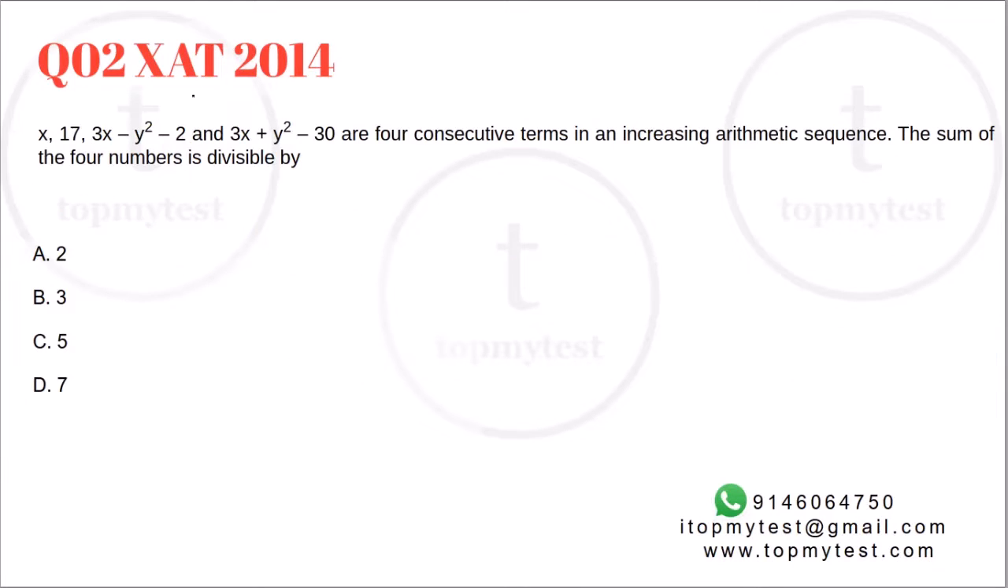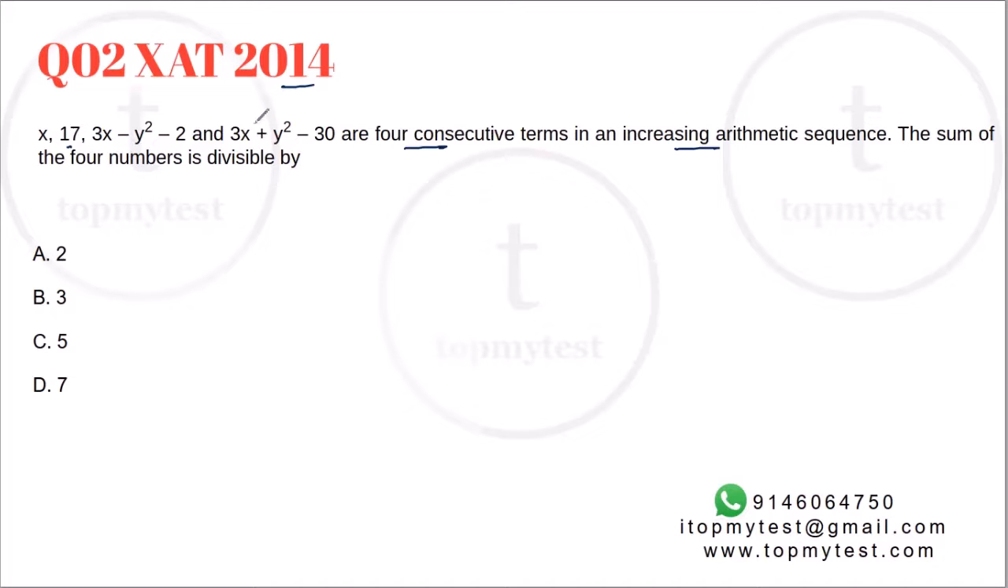Now the second question is again from a previous XAT paper. This is from XAT 2014. It says x, 17, 3x minus y square minus 2 and 3x plus y square minus 30 are 4 consecutive terms in an increasing arithmetic progression. So each term keeps on increasing. The sum of the 4 numbers is divisible by what? These are the options.